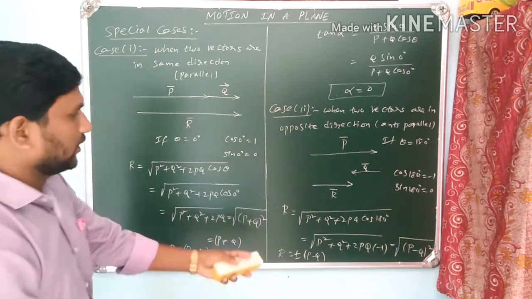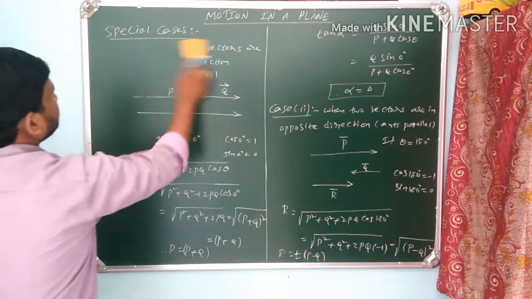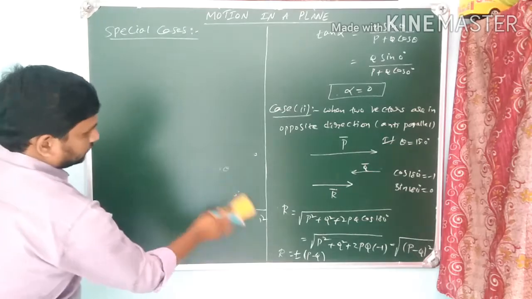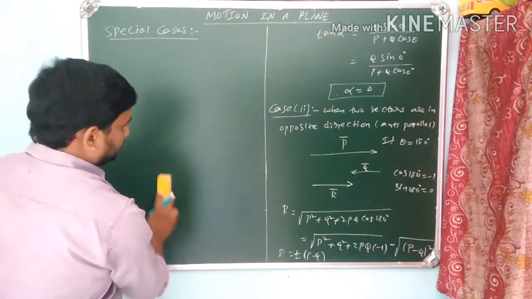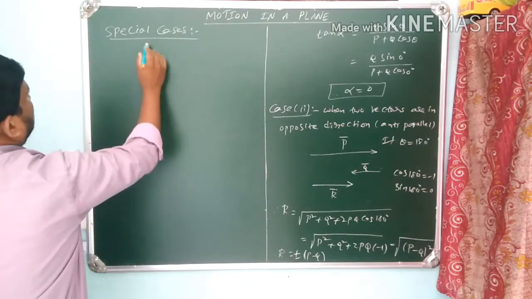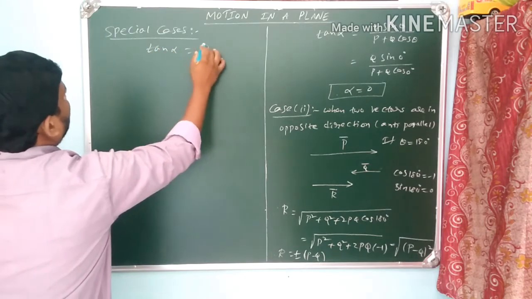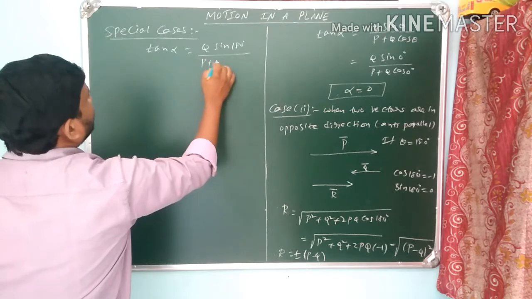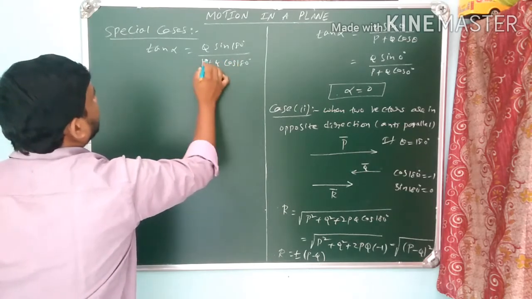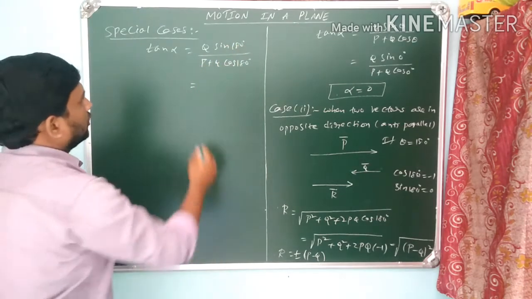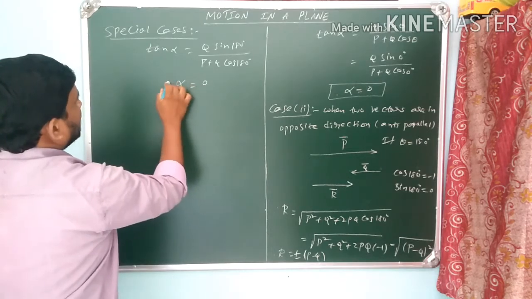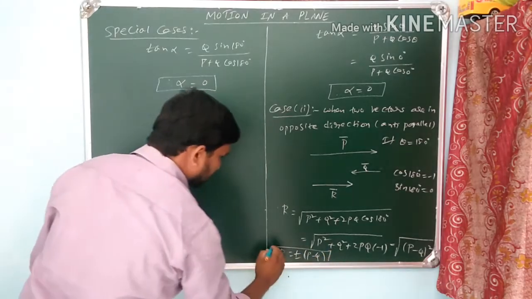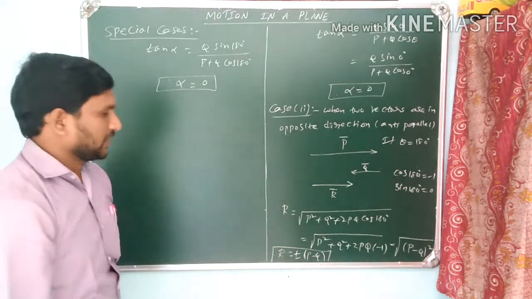Therefore, the resultant we get is plus or minus of p minus q. And now we are going to find the direction also. Tan alpha is equal to q sin 180 by p plus q cos 180 degrees. Sin 180 is 0, so here we also get alpha equal to 0 degrees, and r becomes plus or minus p minus q.